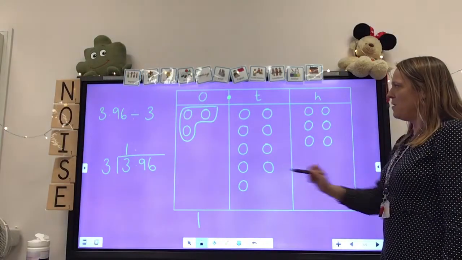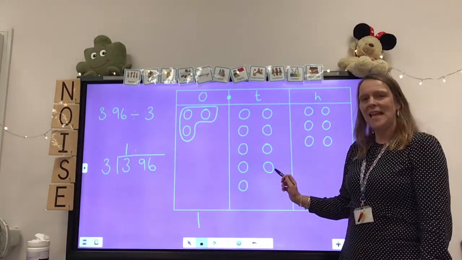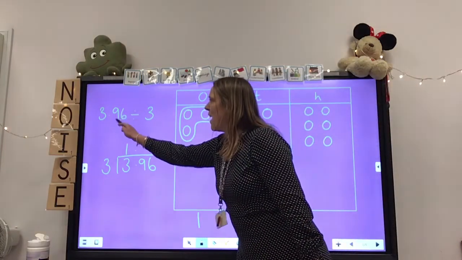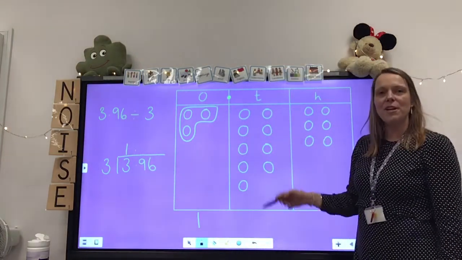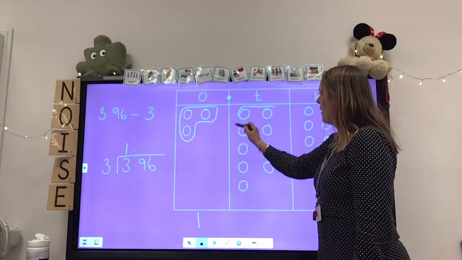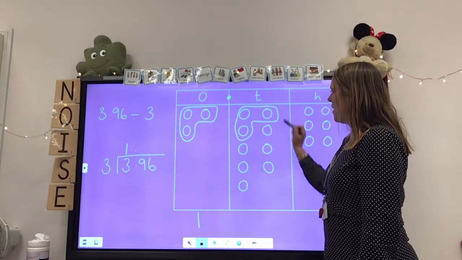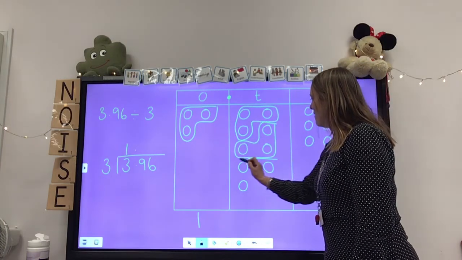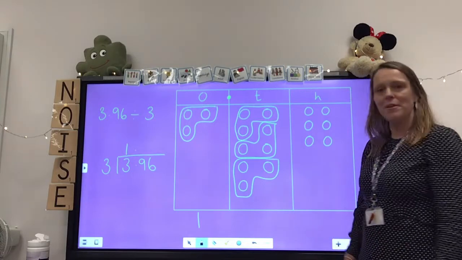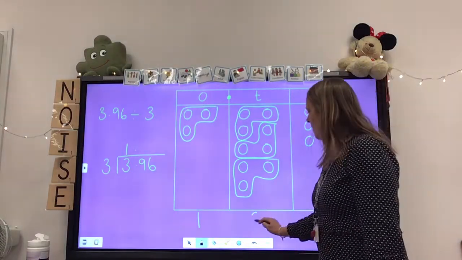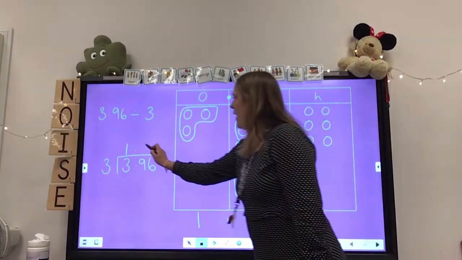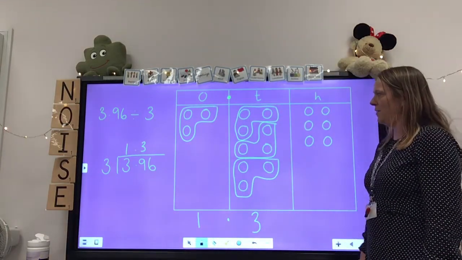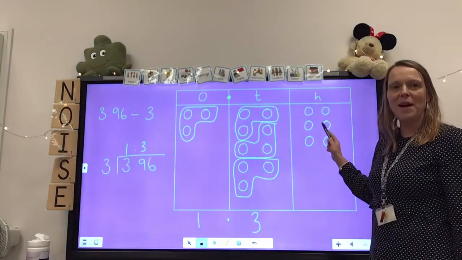Okay. Now I move on to the next column, onto my tenths column, okay? And I have 9 tenths. You see here, I have 9 tenths, and I need to know how many groups of 3 I have in my 9 tenths. So let's group them. Count with me, Miss Jennings. 1, 2, and 3. I have 3 groups of 3 in my tenths column. My decimal place's in. I have 3 groups of 3.